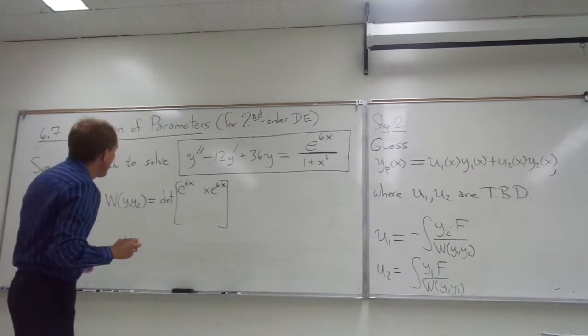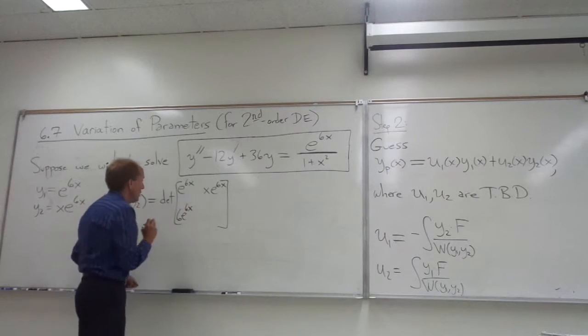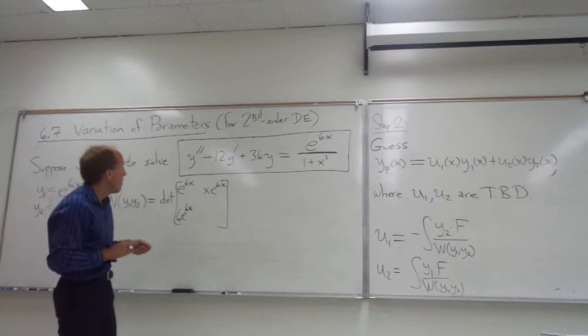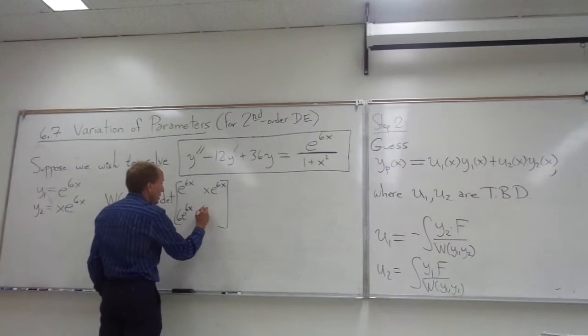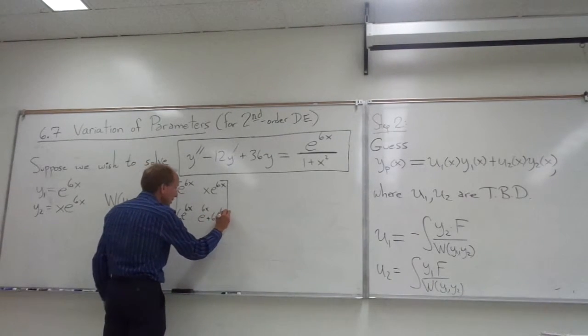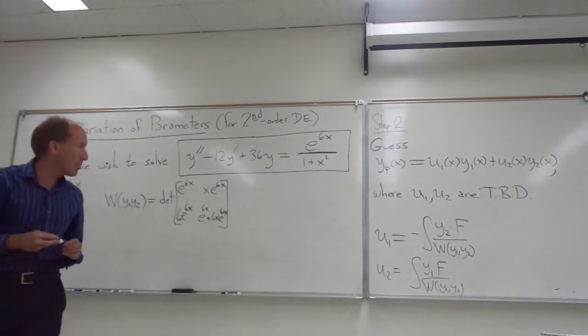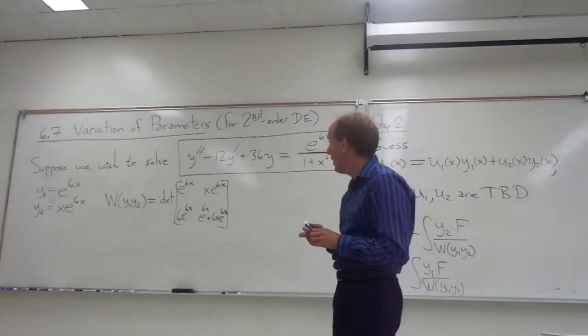And then on the second row, we simply take derivatives of the row above. So 6e to the 6x. And on the second term, I actually have to use the product rule. It's going to be e to the 6x plus 6x e to the 6x. Okay, so there's my 2 by 2 matrix that I have to now take the determinant of.